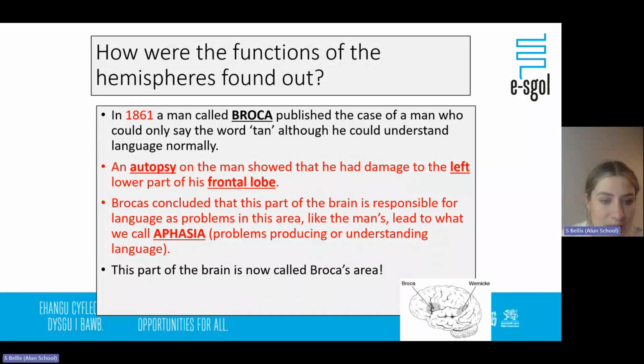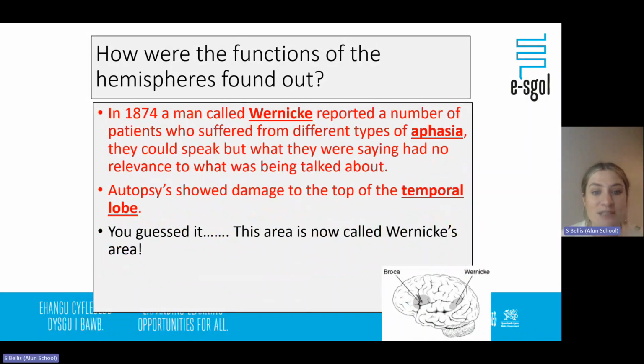Okay, second example is Wernicke. Again, we're looking at something called Wernicke's aphasia. So in 1874, a man called Wernicke reported a number of patients who suffered different types of aphasia.